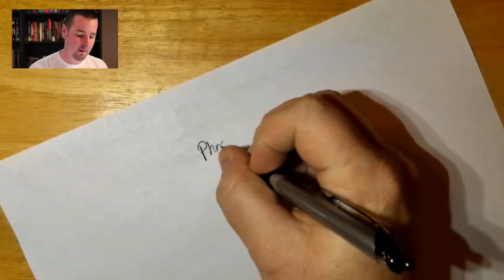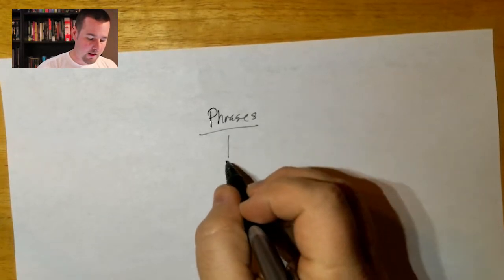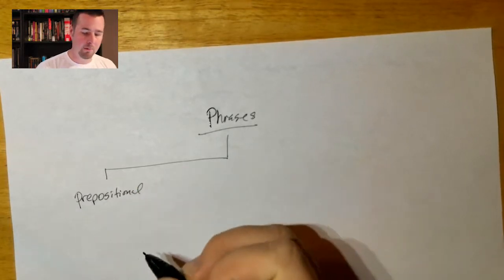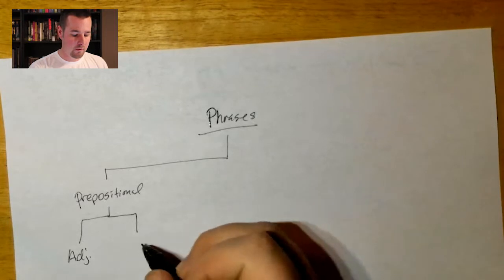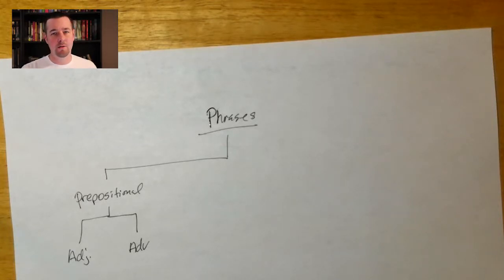So what I'm going to do is a tree map. So phrases, and the first one that we come to are prepositional. Prepositional phrases can be divided basically into two. They can either be adjective or adverb. Now, some textbooks will call these adjective phrases or adverb phrases. I don't really like using that terminology because it does get confusing when you get into other types of phrases that can also be adjectives, like participles or infinitives. So what I'll just call it is a prepositional phrase that's used as an adjective, or a prepositional phrase that is used as an adverb, one or the other. That way you still at least know it's a prepositional phrase that starts out.